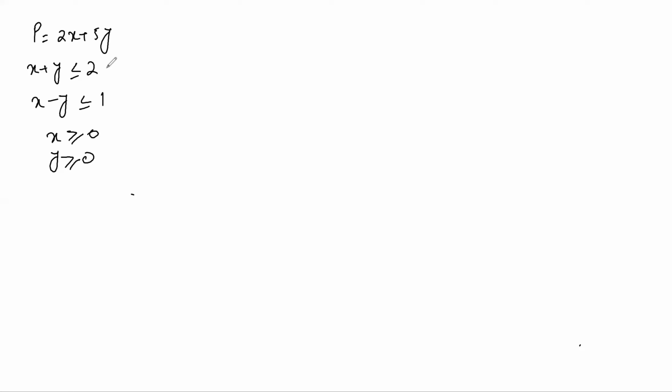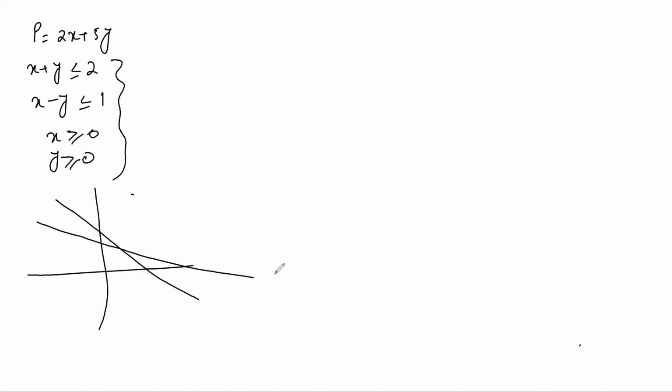Then what we were doing, we were plotting these four equations on the same graph paper, and then we were trying to analyze the feasible region like this, and we were saying these are the corner points. But now what happens if we have more than four equations? Now we have four equations and it is easy to deal with four equations.